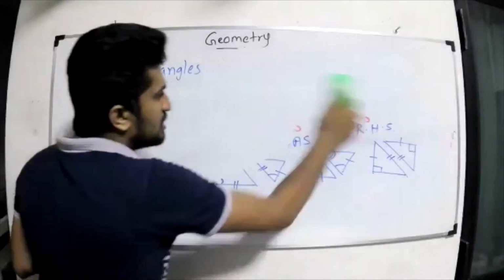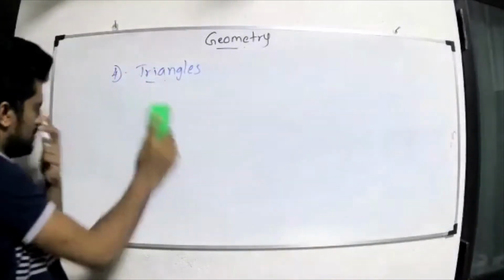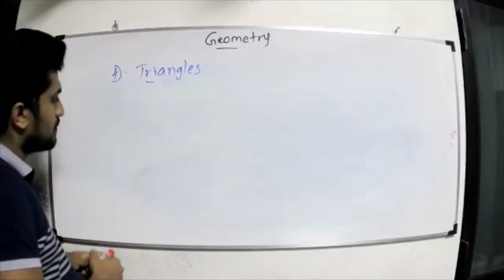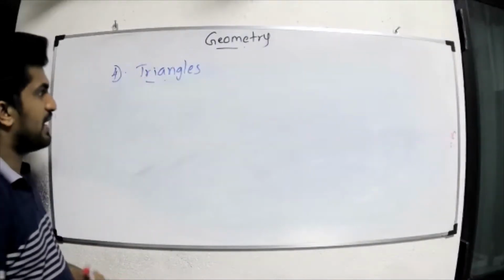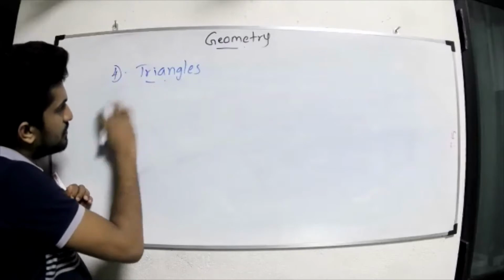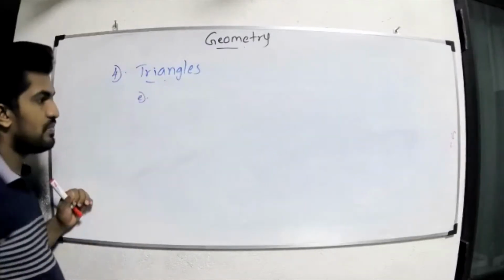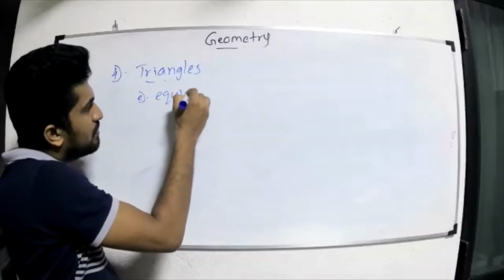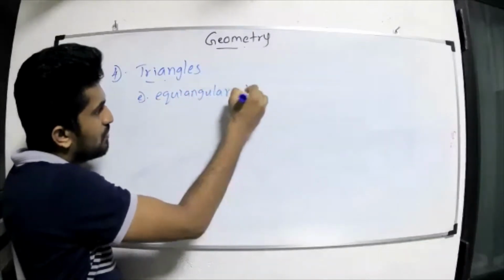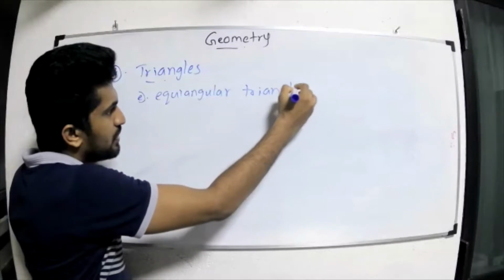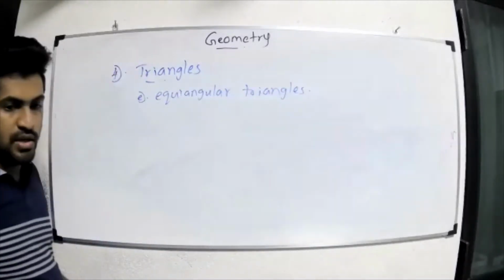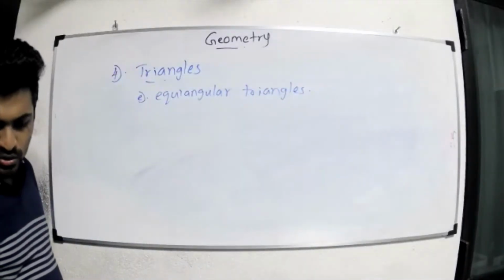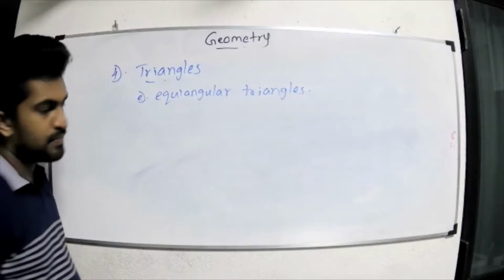Then triangle congruency is over. Next theorem in triangles is what? Equiangular triangles. Equiangular triangles means it is not like corresponding, congruent.